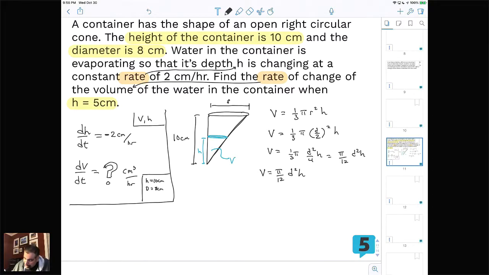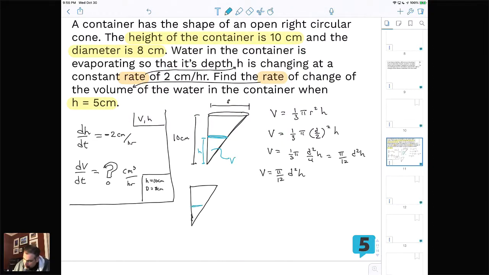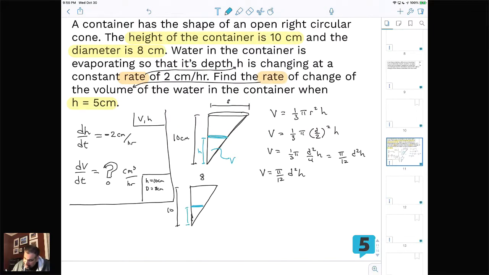We have got a big triangle formed by the cone itself, and then we've got a smaller triangle formed by the water. These are similar triangles. We've got to go back to our days of geometry and use it. So we know this dimension up here is 8, and this dimension over here is 10. But we know for the smaller triangle, this dimension here is our h, and this dimension up here is our d. So we can now set up a proportion.